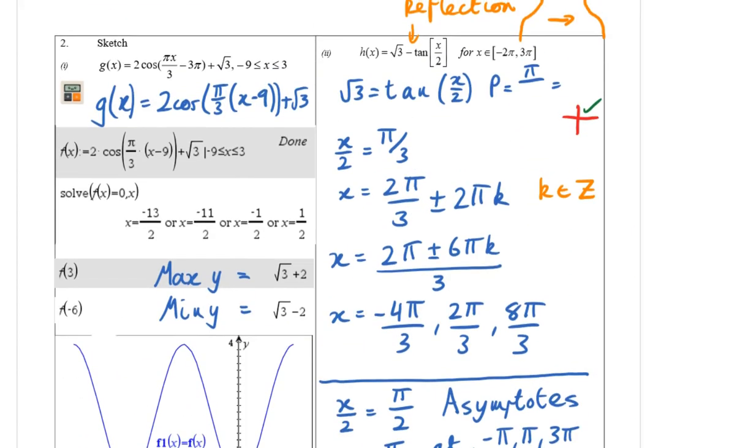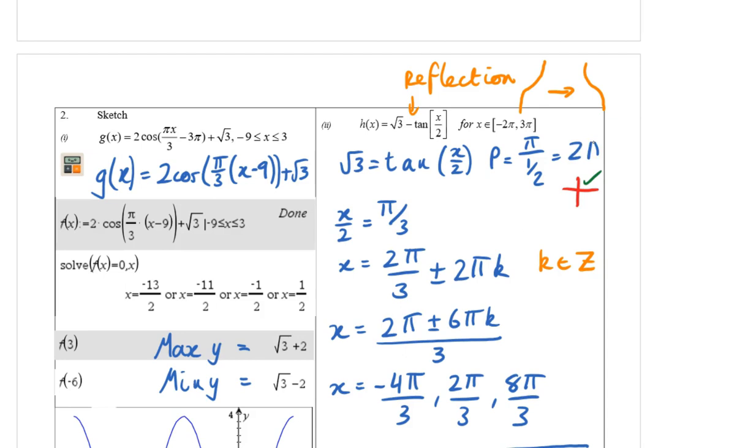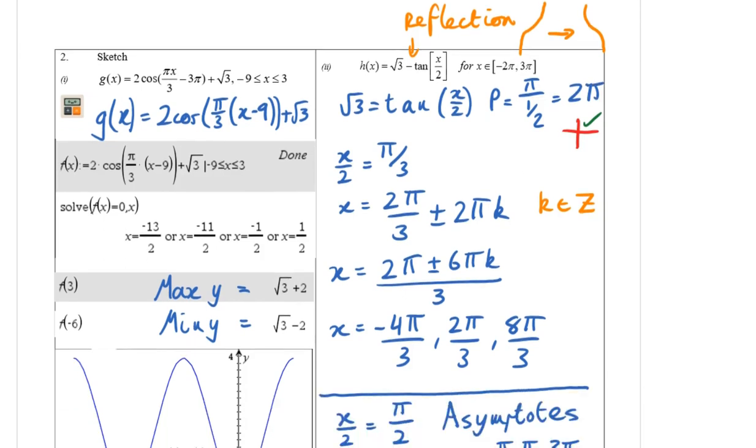Sorry about the bell. Question 2ii. We've got a bit of a weird bracket thing going on. First thing I noted was that we have a reflection across the x-axis, so it's kind of flipped upside down. Just helps us get a bit of a sense of what we're working towards when we're starting our sketching. Here our period's pi divided by a half, which of course comes out to be 2 pi, very important feature here. I did my asymptote second, which was a bit silly here, but I've got x over 2 equals pi on 3. So that's when tan of x on 2 equals the square root of 3.